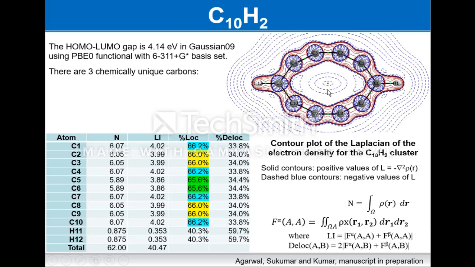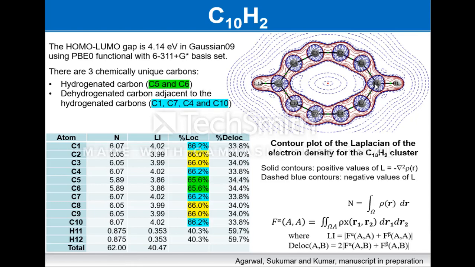Hydrogenated carbons, which are these, shown in green. The dehydrogenated carbons adjacent to the hydrogenated carbons, shown in cyan, and dehydrogenated carbons furthest away from the hydrogenated carbons, shown here in yellow. And we see that these can be easily distinguished by the localization indices.